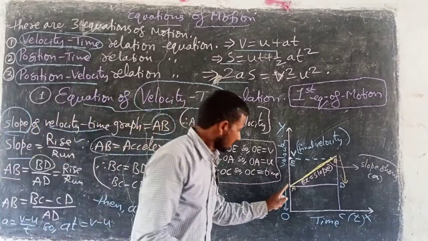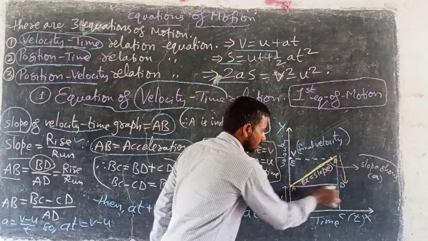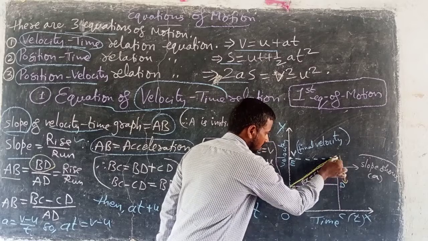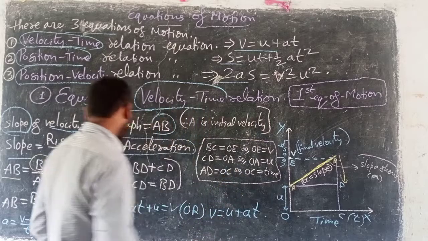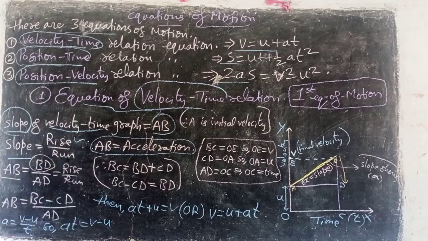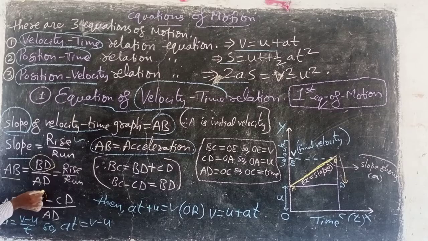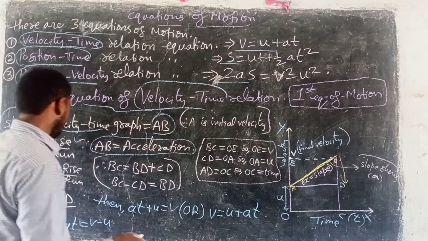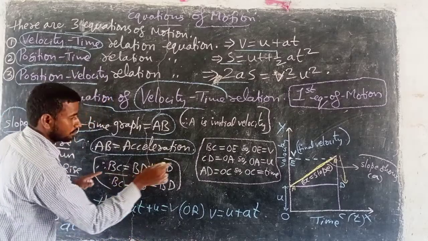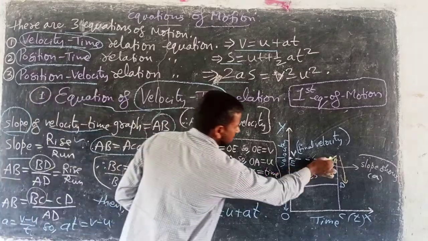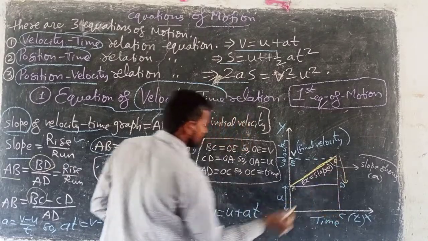And by how much run? AD is the run, from A to D. So BD by AD: BD is the rise and AD is the run. Why BC? BC is equal to BD plus CD.